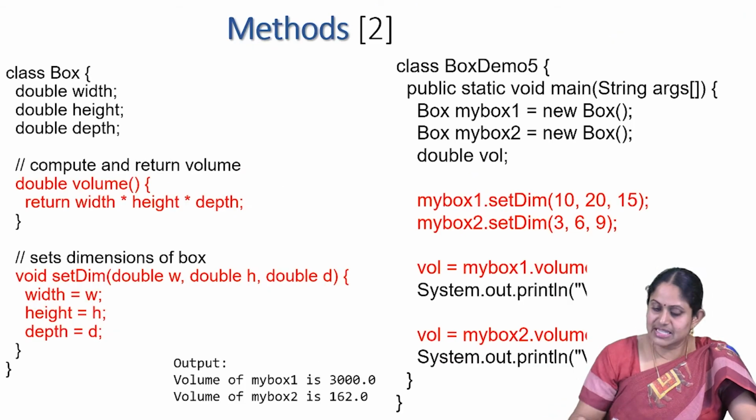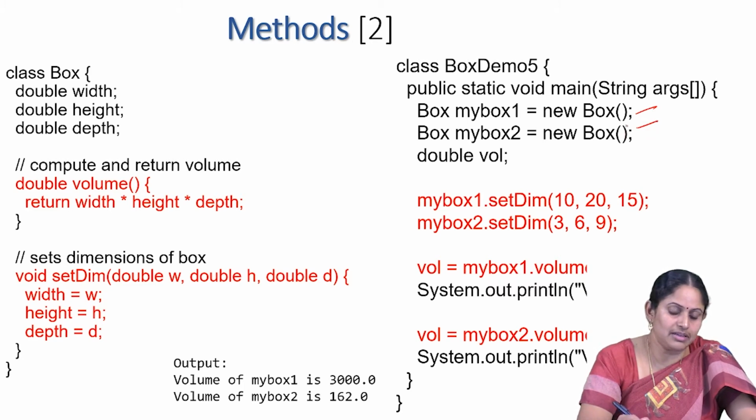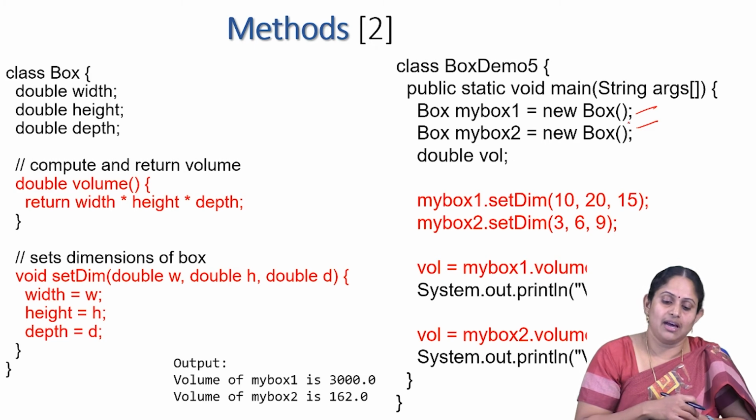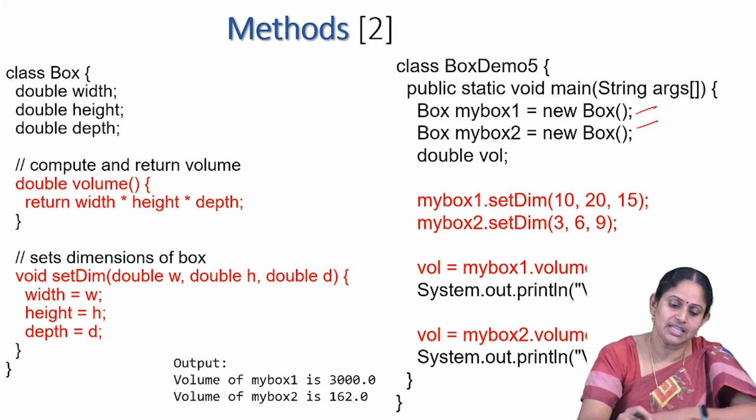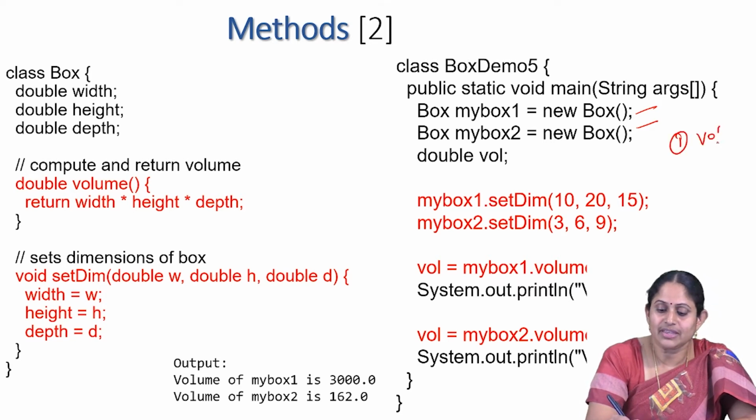Now, in the previous case, we had only a single object. There may be cases wherein we have to create multiple objects of the same class, and we have to perform the same work multiple times. So, instead of repeating the code every time, we can make use of methods. Here we are creating two objects, and we have to find the volume of these two objects. So we have to find the volume, and we have to set the dimensions of these objects.